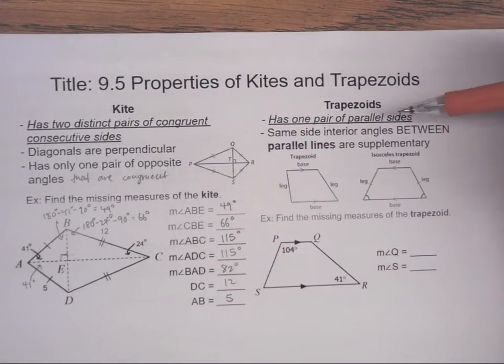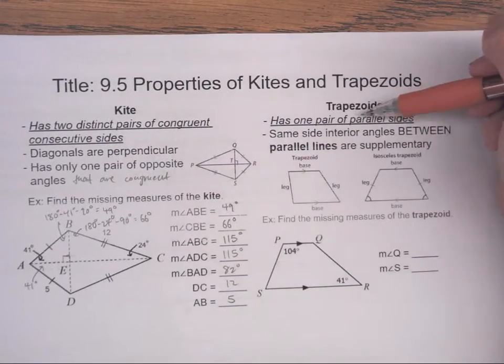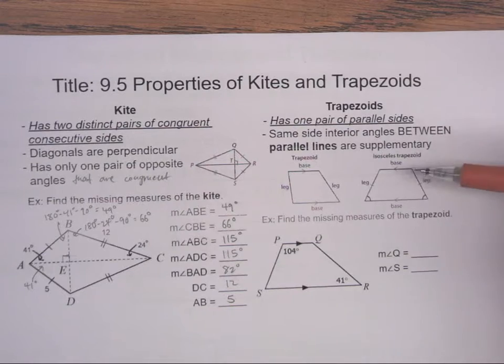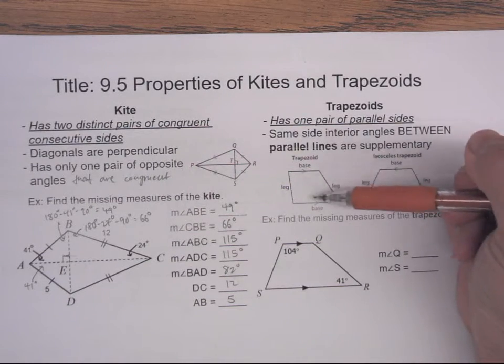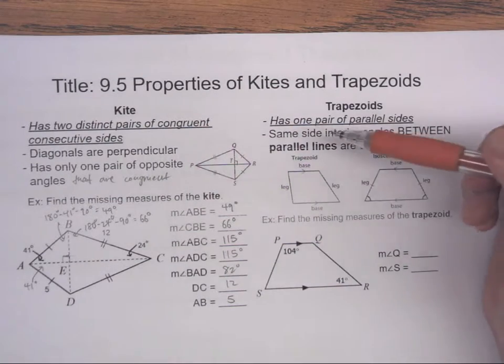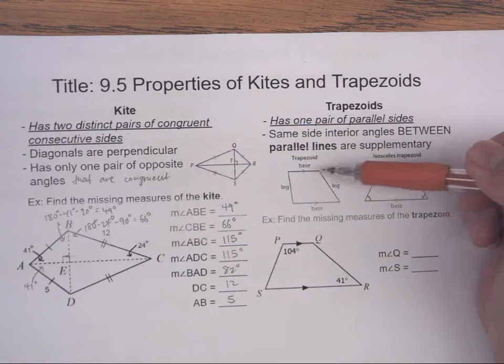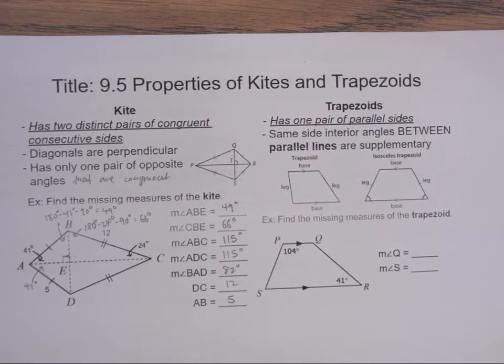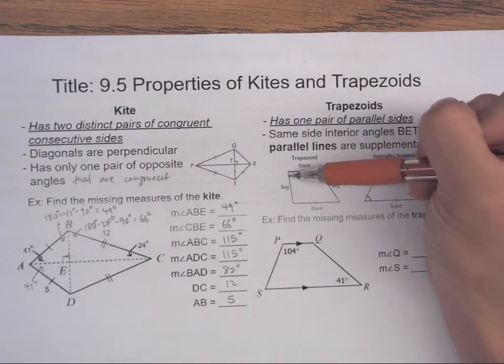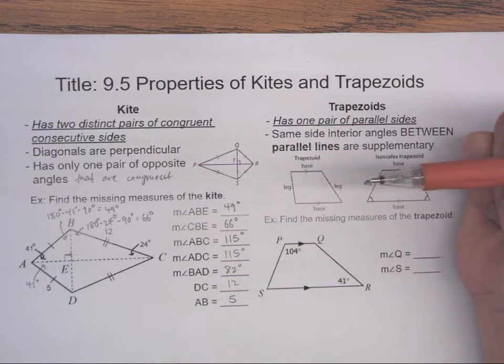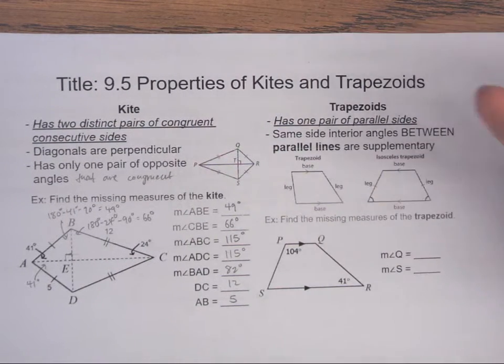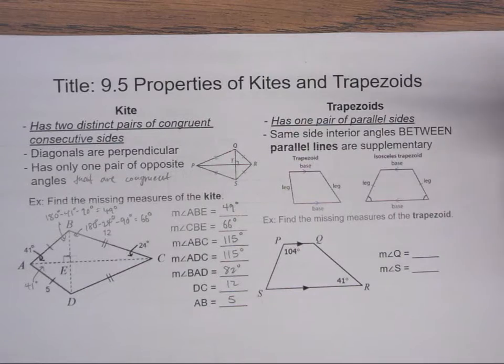Trapezoids have only one pair of parallel sides. So notice in the diagrams here, you only have one pair of parallel sides. Same side interior angles between parallel lines are supplementary. So what this implies is if you add up this angle plus this angle, it should equal 180. If you add up this angle and this angle, it should also equal 180. And it also works for an isosceles trapezoid as well.